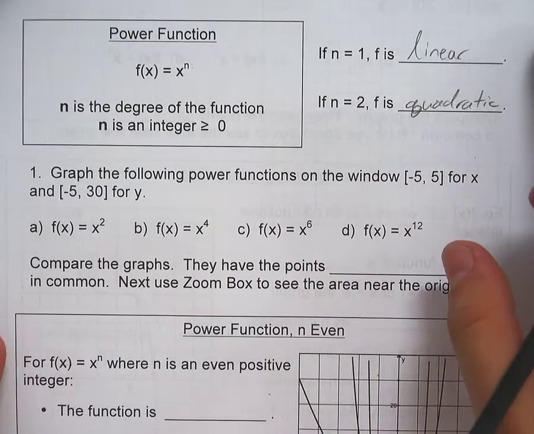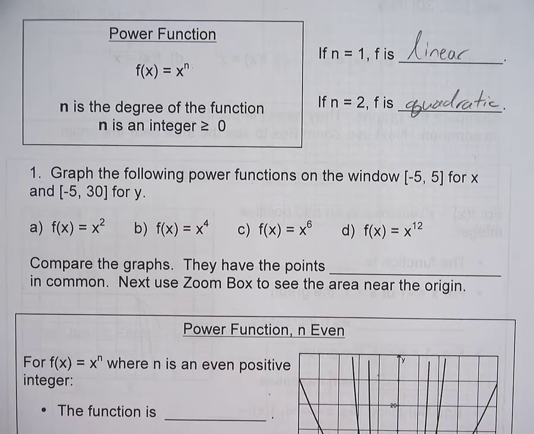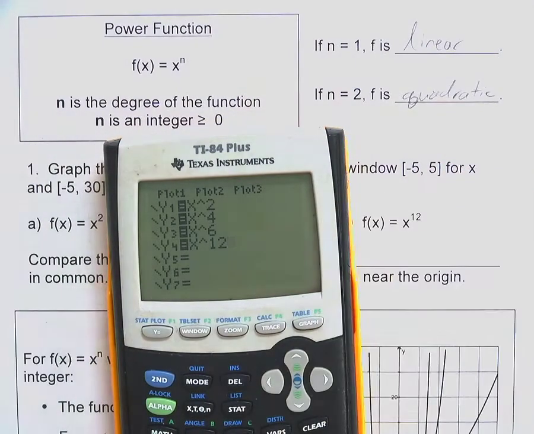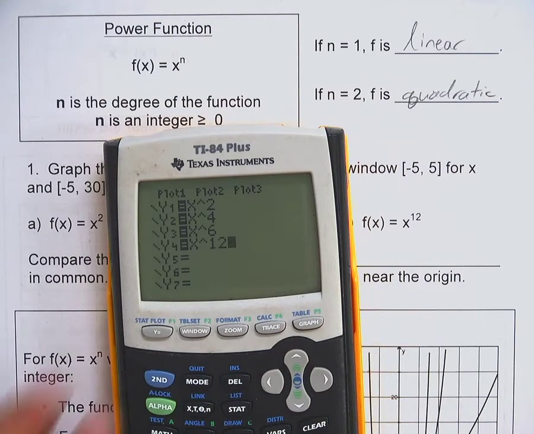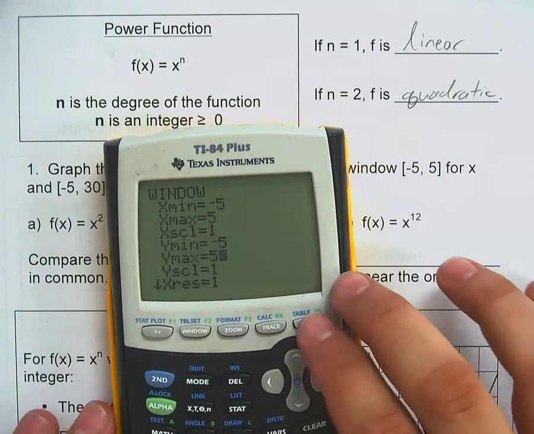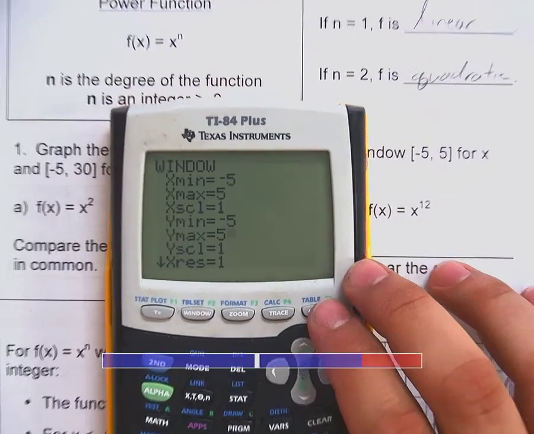So think about this here. Number 1 says to graph the following functions on the window -5 to 5. I've already got them typed in here. It's x squared, x to the 4th, x to the 6th, x to the 12th, and we're going to graph it on the window -5 to 5. And look at what this does on this graph.